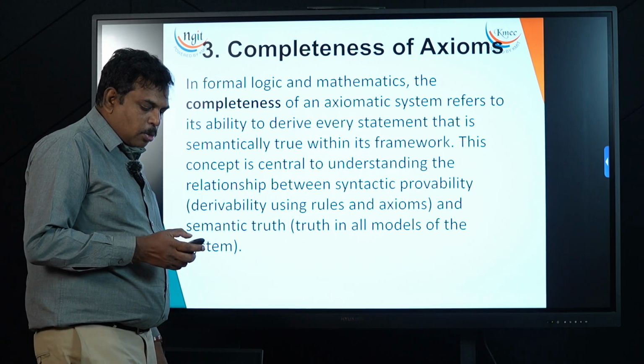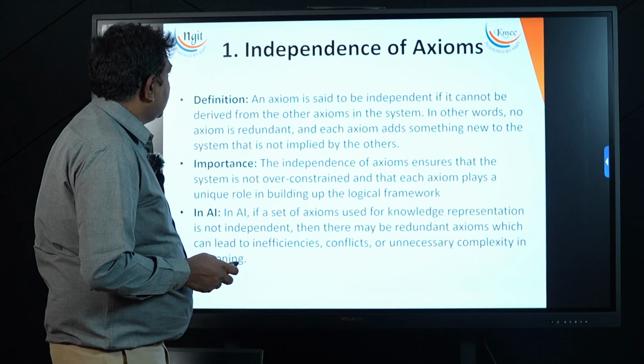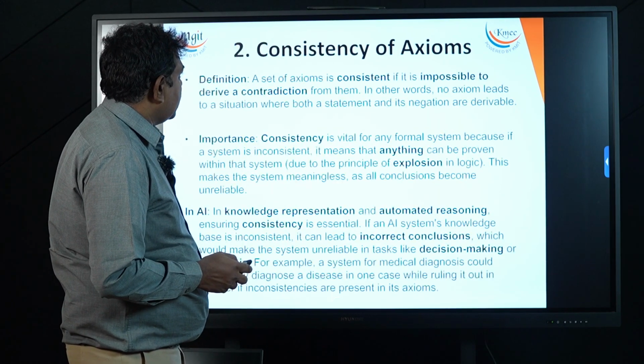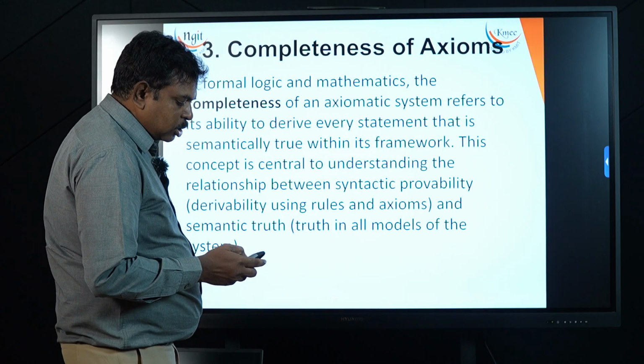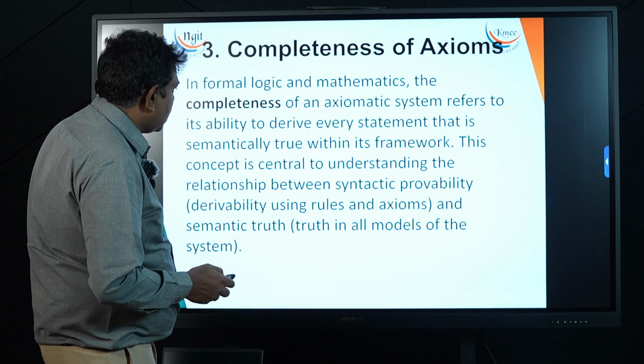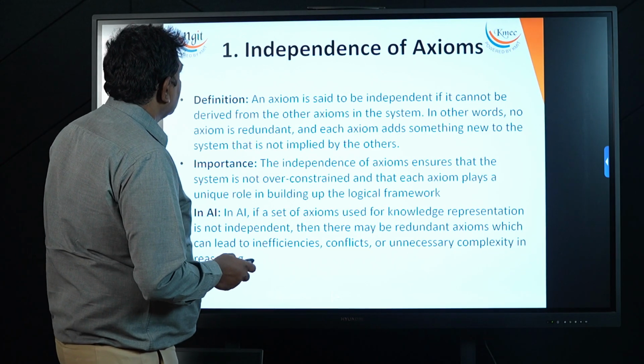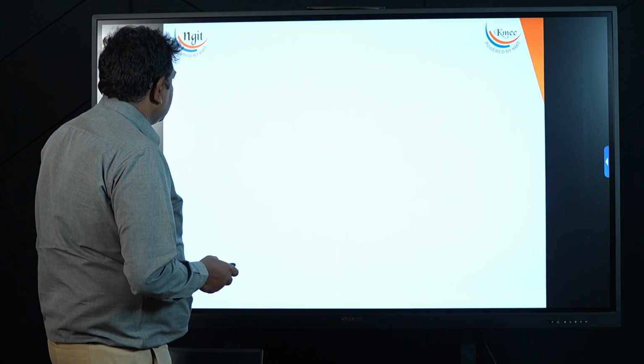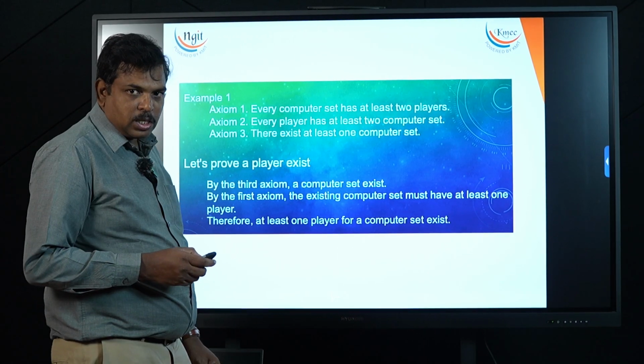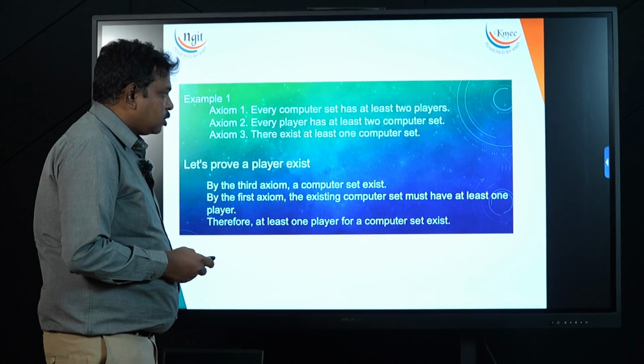So these are the 3 properties, independence, consistency and completeness, that should be preserved while drawing logical conclusions from axiomatic systems. In the next session we will solve one problem using an axiomatic system.